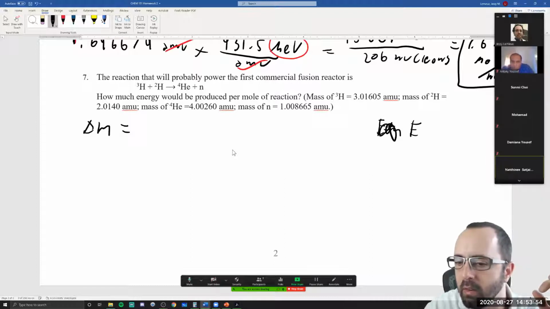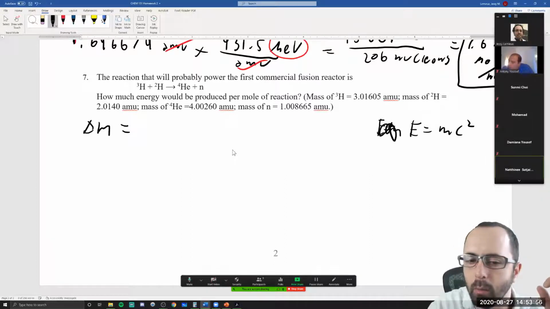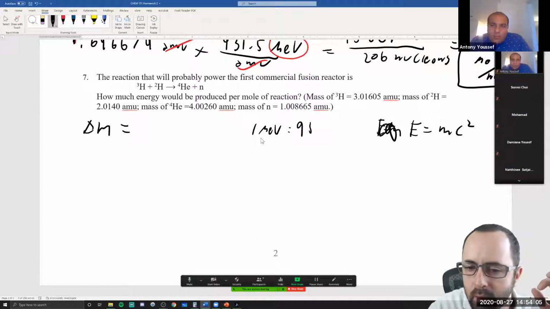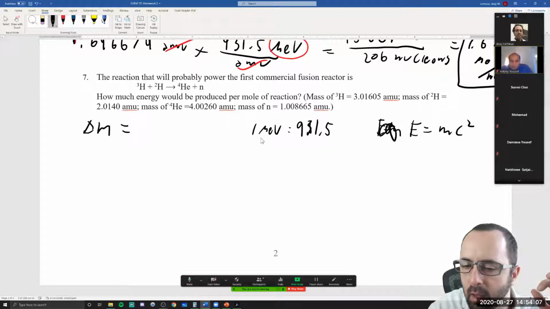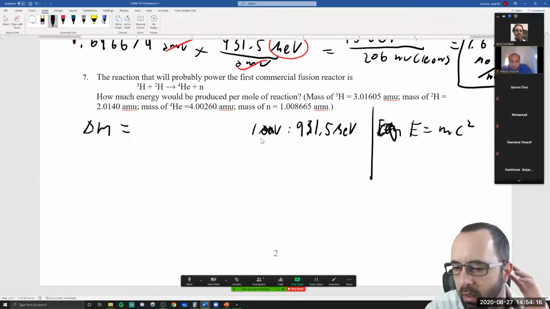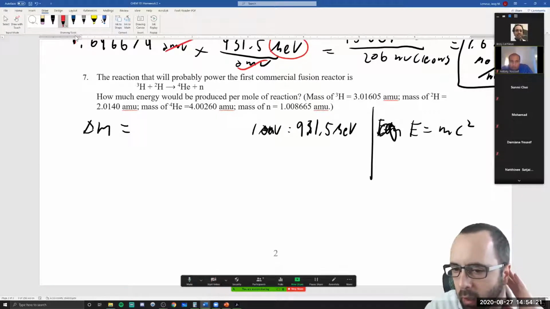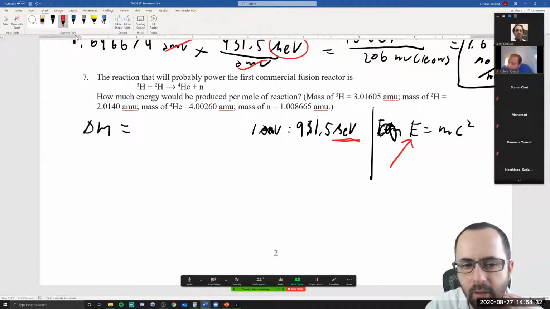If you use E equals MC squared, so that one we used last time, 1 AMU is 931.5 mega electron volts. That is just a shortcut to using E equals MC squared. Using E equals MC squared is pretty good here because it'll get you straight to joules, but you could convert mega electron volts to joules. Or mega electron volts is just another way of saying energy. You could just leave it like that. I didn't ask you to get joules.